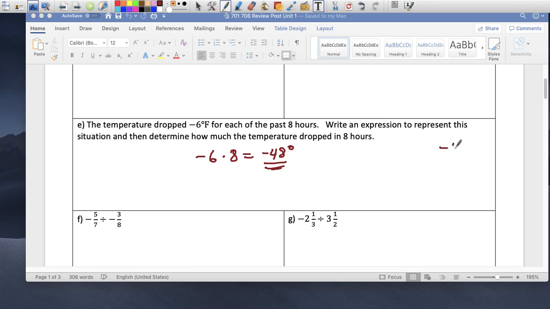Because it was negative 6, and it kept falling. Negative 6, negative 6, negative 6, 8 times, right? So the temperature kept dropping. And it dropped how many degrees? Negative 48.